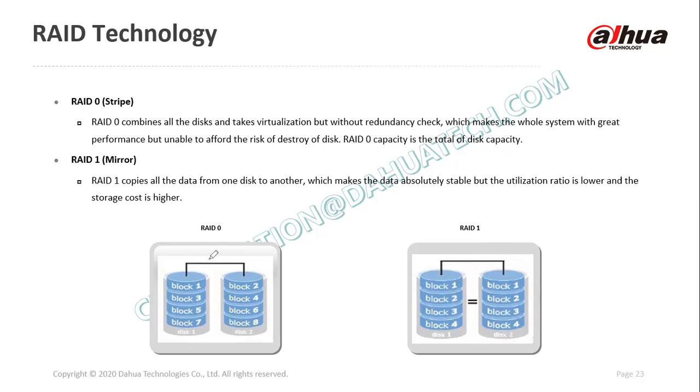But in RAID 0, if information is lost in hard disk 1, that information is gone, because this information here is different from the information in this hard disk. The advantage of this one is its capacity. This one's capacity is big because it stores more information, and this one's capacity is less but more secure.